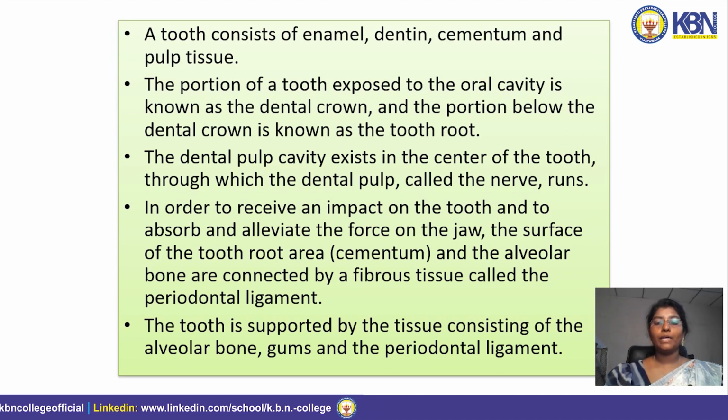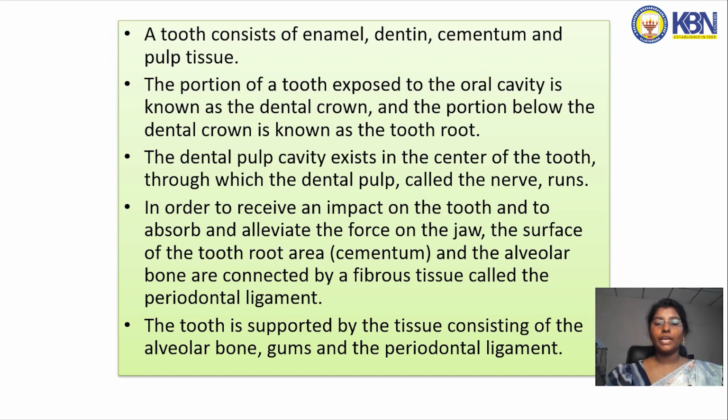The dental pulp cavity exists in the center of the tooth, through which the dental pulp, called the nerve, runs. In order to receive an impact on the tooth and to absorb and alleviate the force on the jaw, the surface of the root area, cementum and the alveolar bones are connected by the fibrous tissue called the periodontal ligament. The tooth is supported by the tissue consisting of the alveolar bone, gums and periodontal ligament.